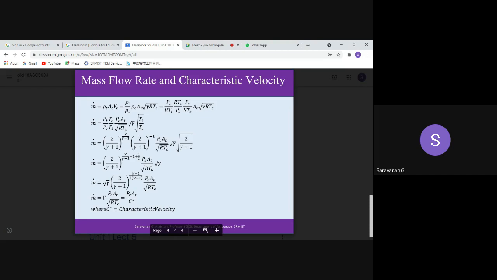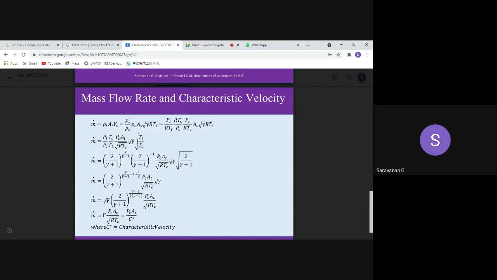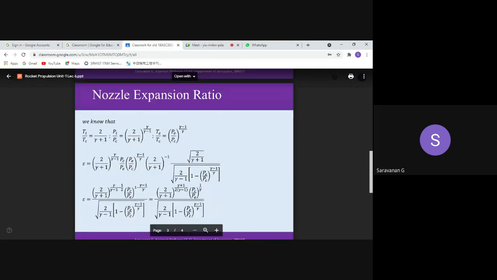Then substitute, and you will be able to get the area expansion ratio, the area relation, the m dot relation, and one more relation, the CF relation. If it is a written examination, you are to derive the expression, so be ready for that also. Like that, this is the expression for the mass flow rate through a nozzle. Exit area to throat area is known as the nozzle expansion ratio relation of the nozzle.